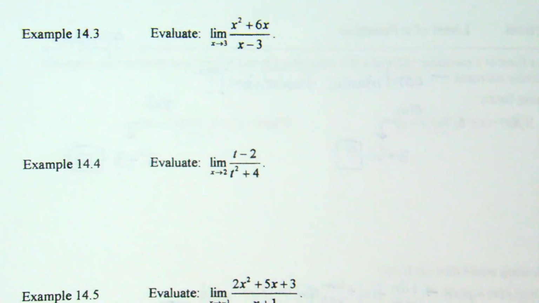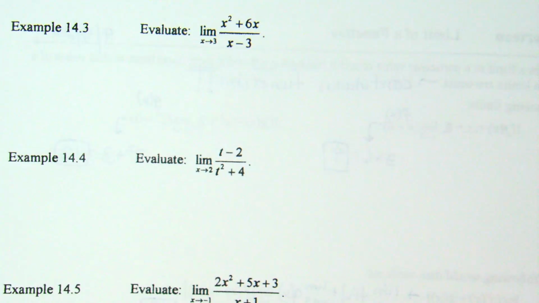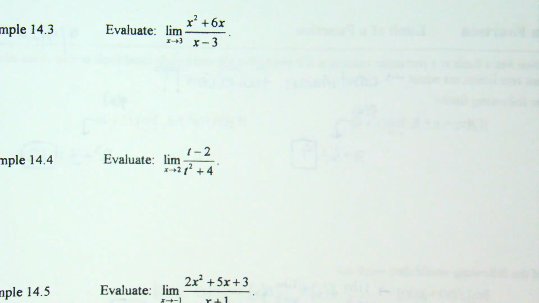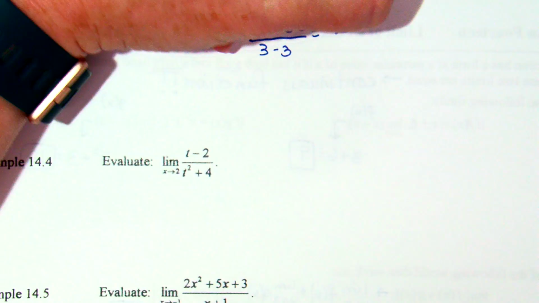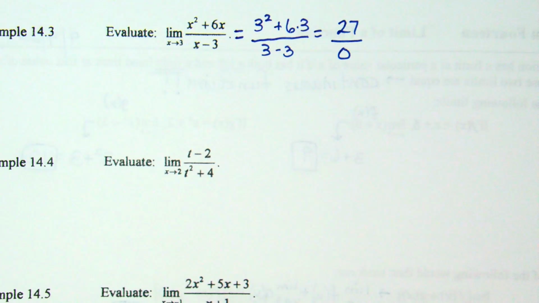Ready for the back side? Okay, limit as x approaches 3 of x squared plus 6x over x minus 3. Three on the bottom will cancel the zero. So should we do- Okay, so what are you guys doing? Plugging in? Yeah. Okay, so if we plug in 3 squared plus 6 times 3 over 3 minus 3, which is 27 over 0. What is 27 divided by 0? Undefined. You can't divide by 0.